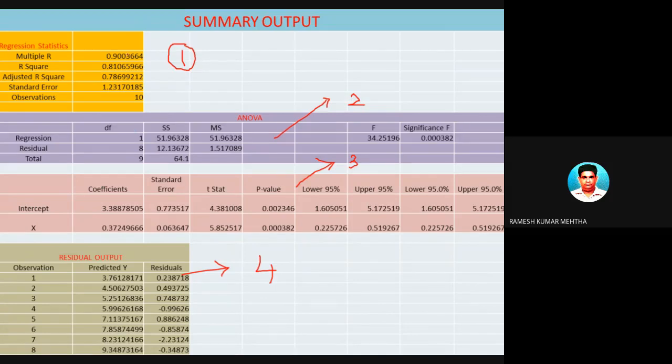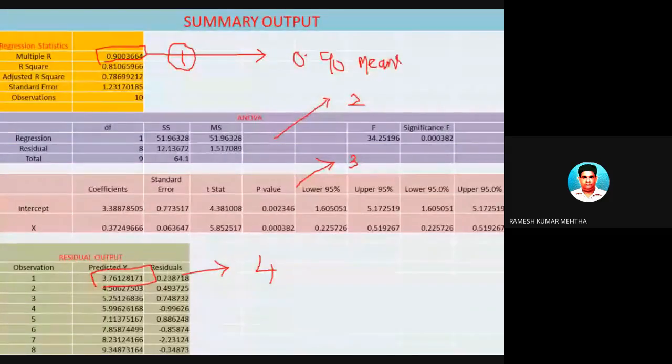Okay, now first I will speak about this and this, and we will understand it. So here, this 90%, this 0.90, means what? It's very important. What does 0.90 mean?